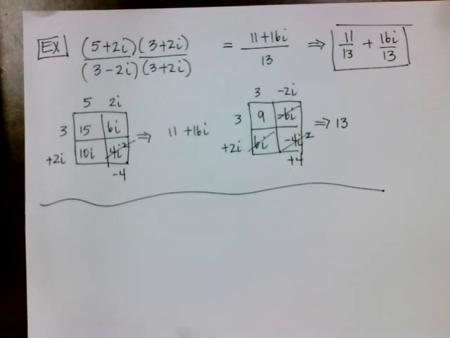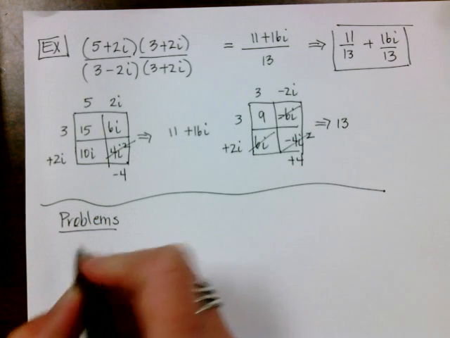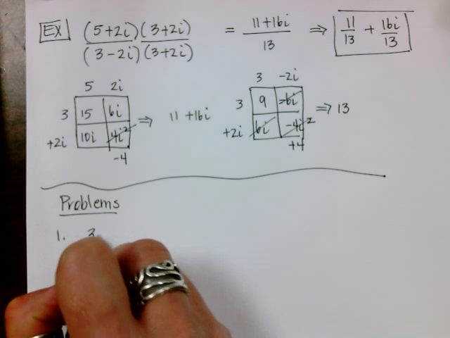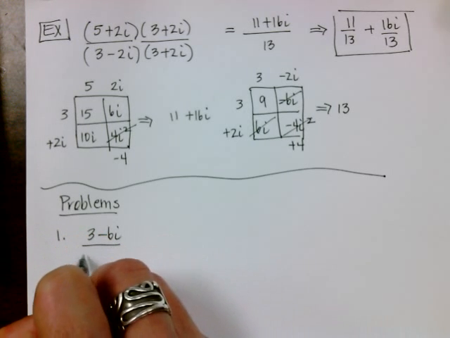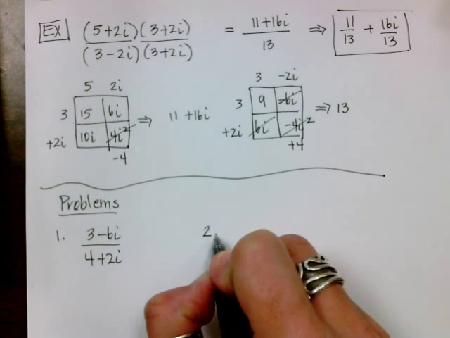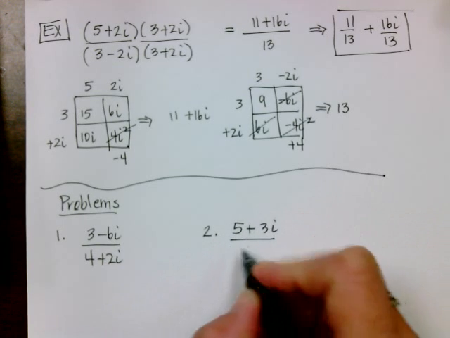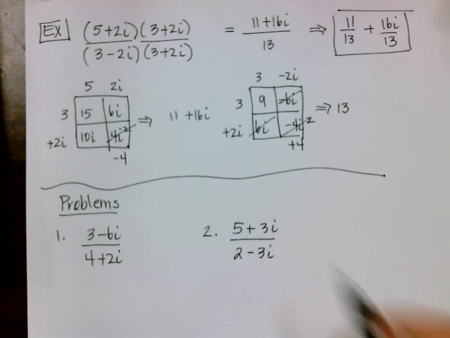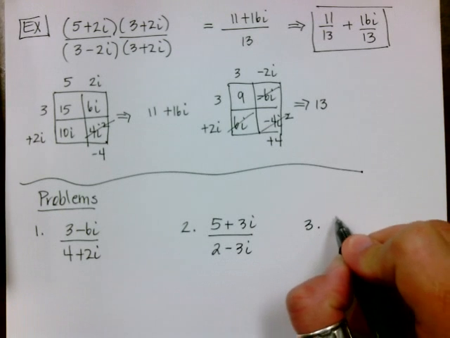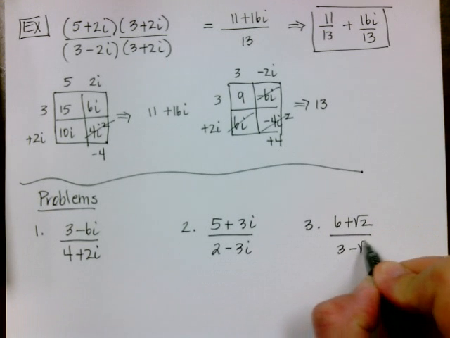Alright, so now let me give you your 3 problems. I'm going to give you a lesser number of problems today because the problems take a little bit more time. Your first one is going to be 3 minus 6i over 4 plus 2i. Your second problem is going to be 5 plus 3i over 2 minus 3i. And then your last problem, I'll put it right here, is going to be 6 plus radical 2 over 3 minus radical 3.